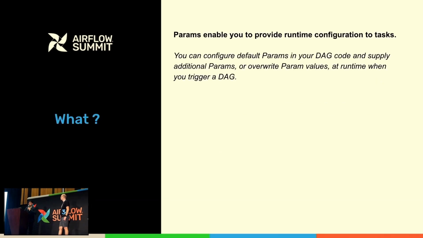Now, what is DAG param? Of course, by now you guys have understood it, but yeah, it enables you to provide runtime configuration to the task, and you can configure a default parameter. But apart from that, you can also change it based upon when you try to trigger a DAG.